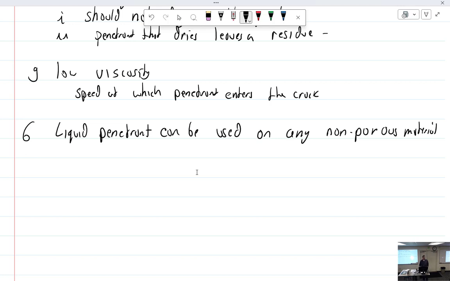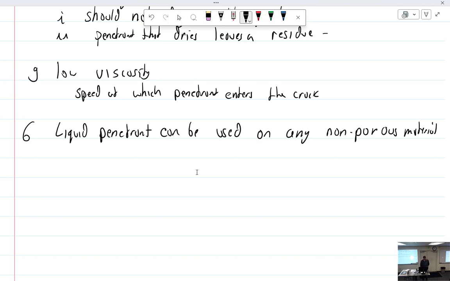So it's easier to say what you can't use it on. Can I use it on steel? Yeah, absolutely. Plastic? Sure. Ceramic? Yeah, as long as it's been baked. I said plastic. Wood? No. Oh yeah, couldn't do it on wood.